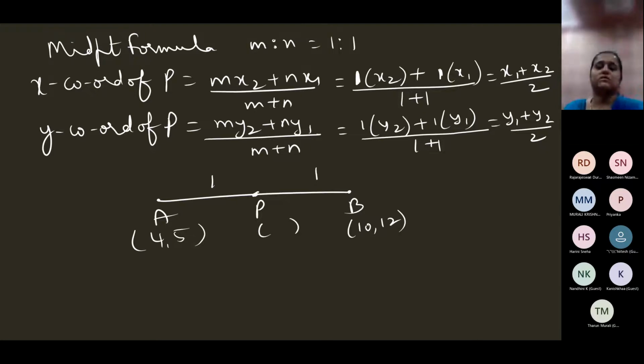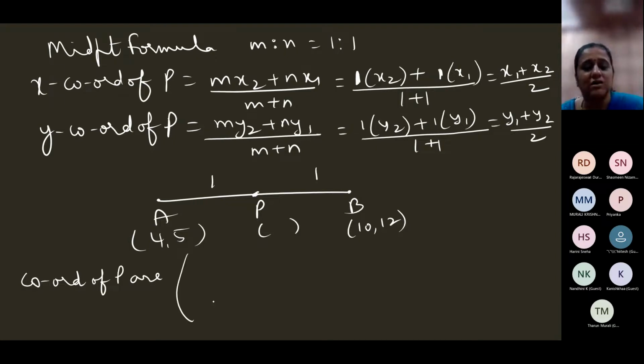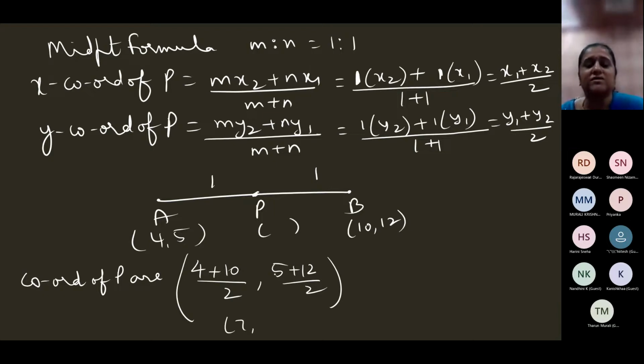Is it fine, children? So to find the coordinates of P, you can work like this. The coordinates of P are 4 plus 10 by 2. Add the x coordinates. What is x1 plus x2? You must take the endpoints. So x1 plus x2, 4 plus 10 by 2, and 5 plus 12 by 2, that's all. So 14 by 2 is 7, and 17 by 2 is 8.5. So this is the address of P in the Cartesian plane.